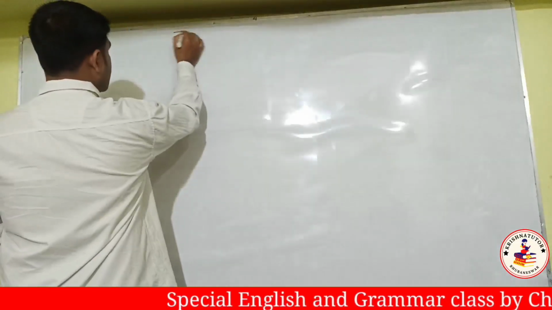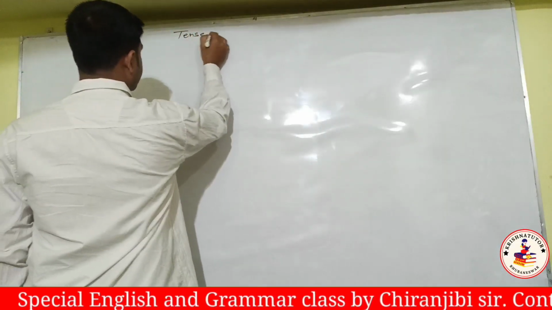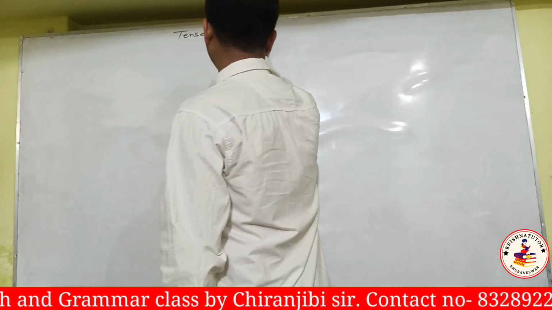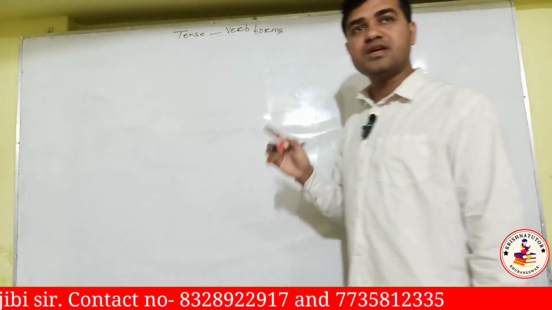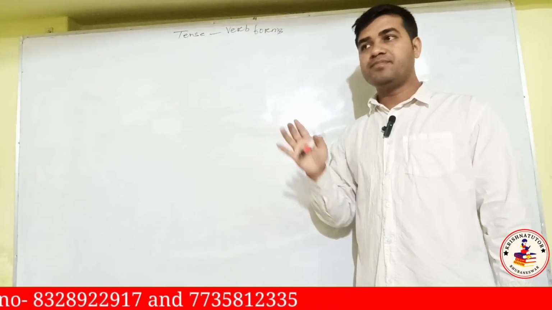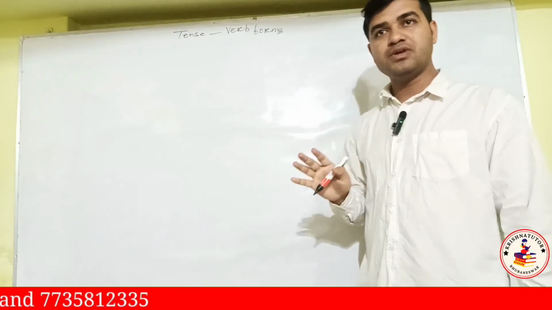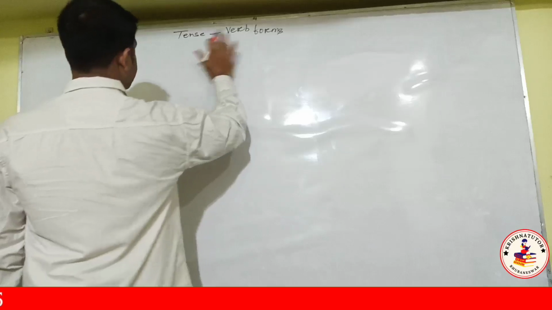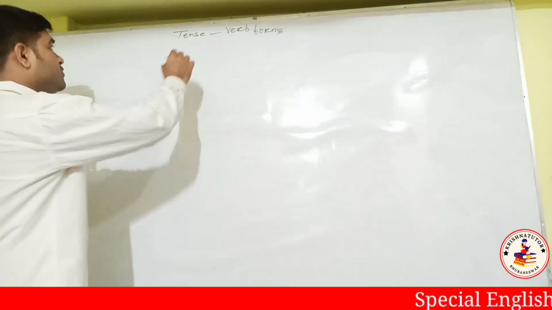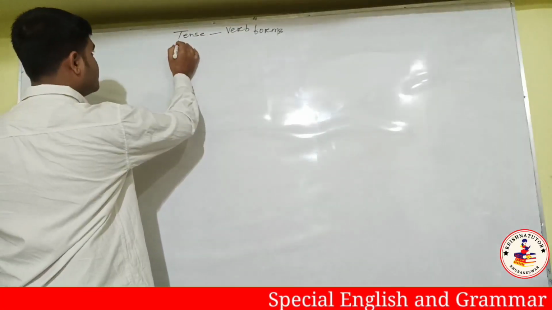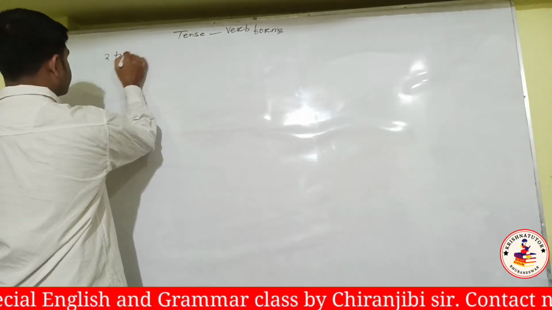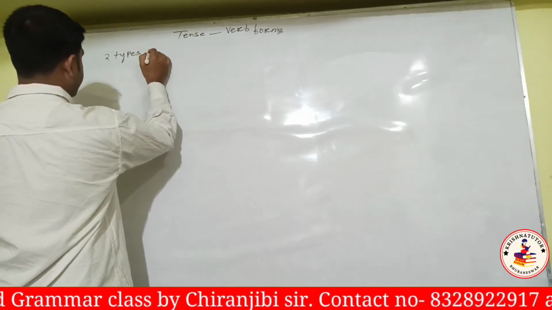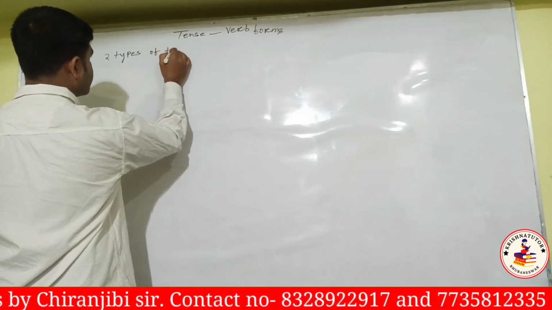Okay, listen to me. If we talk about tense, tense is verb forms. What is tense? Tense is verb forms. Don't do anything, just keep listening. Do not write. Okay, tense is verb form. Again, we talk about how many types of tenses we have. We have two types of tense.